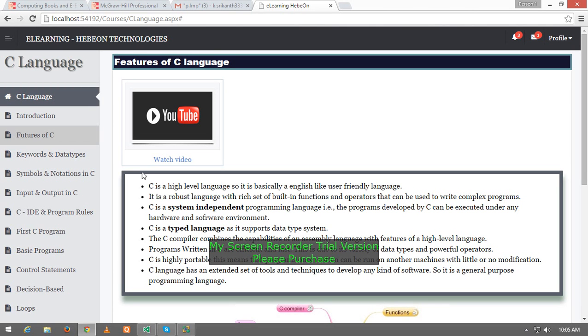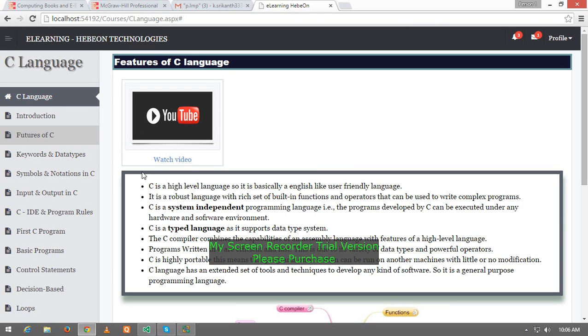And the next feature is the C compiler combines the capabilities of an assembly level language and a high level language. So basically it will be preferred to call C as a high level language. The programs that are written in C are efficient and really fast. And the reason for this is the variety of data types and powerful operators that C language makes use of.